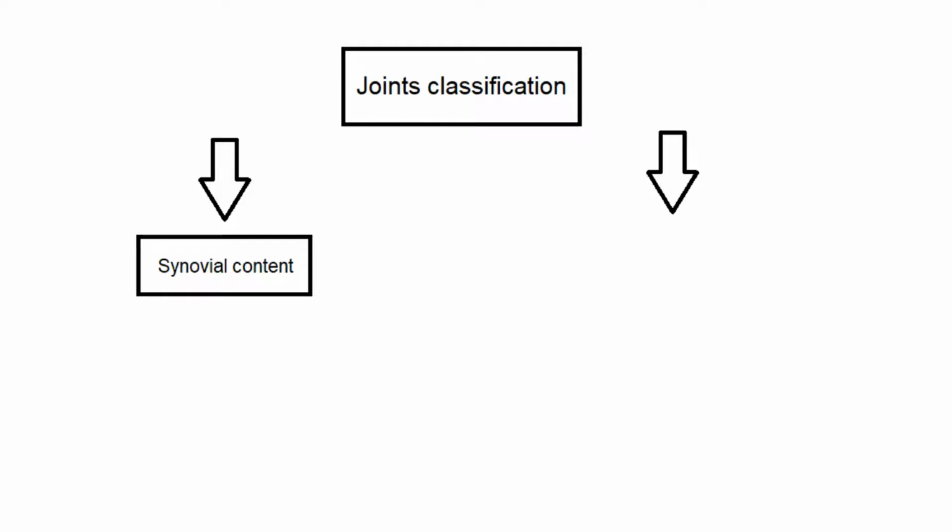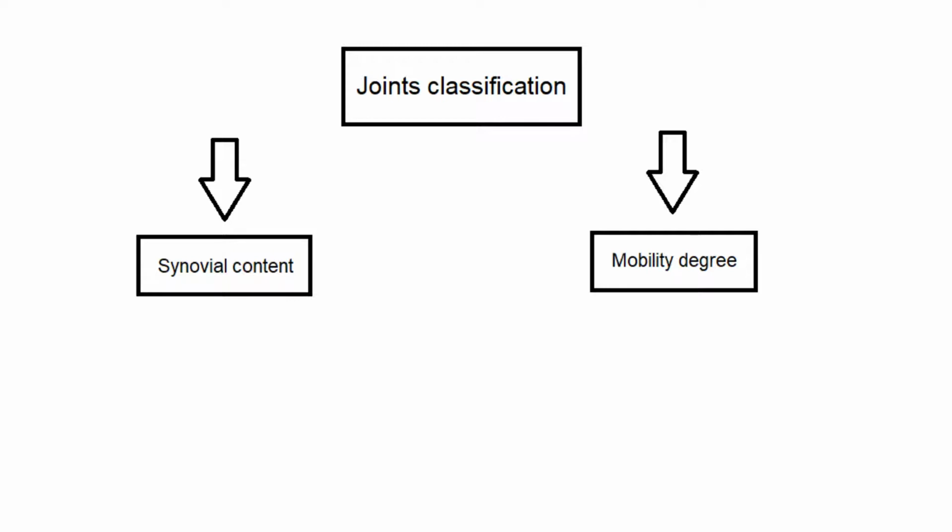Today's topic is about the classification of joints. So there are two types of classifications. One about the synovial content and one about the mobility degree. So the synovial content is really simple. You have a synovial joint or an asynovial joint. In the mobility degree, we have the mobile, semi-mobile and immobile joints. Today we're going to talk about the synovial joints and what types there are within this classification.